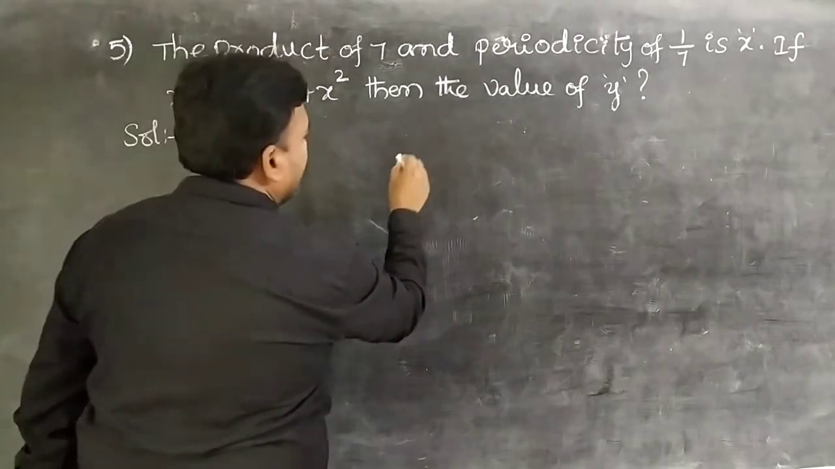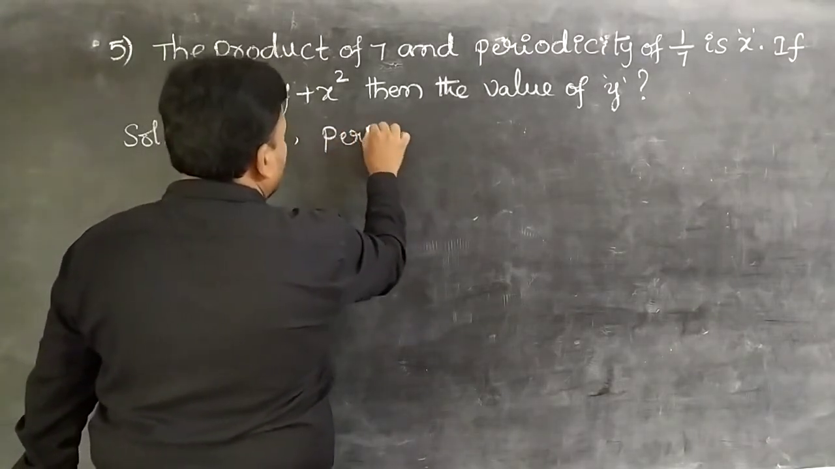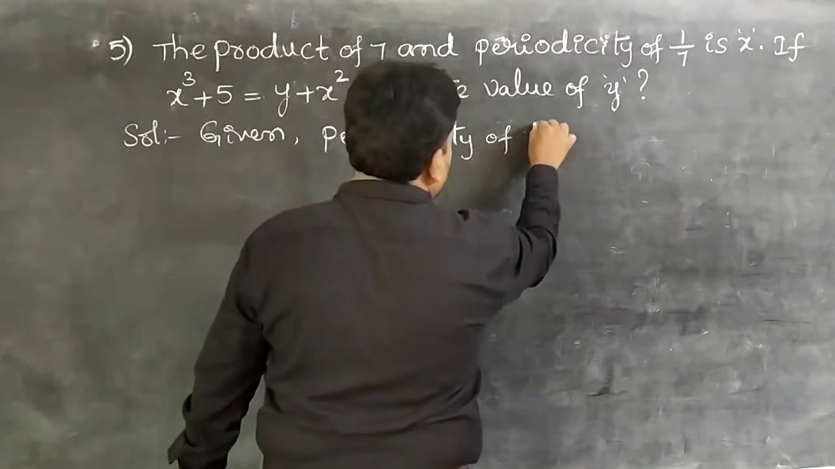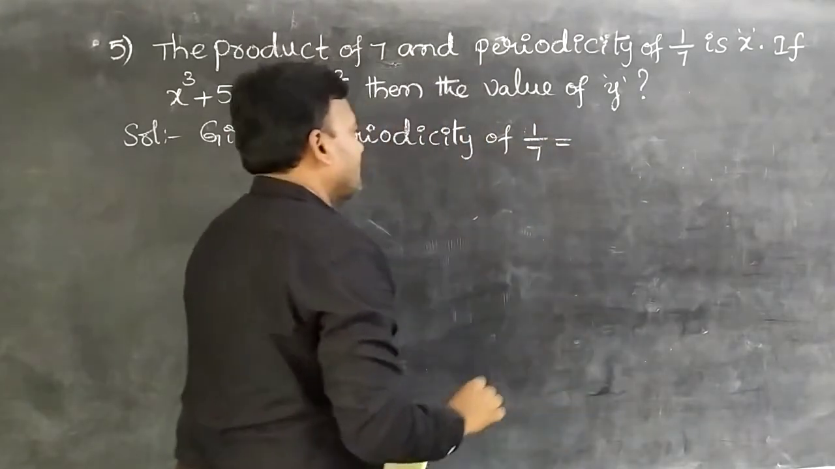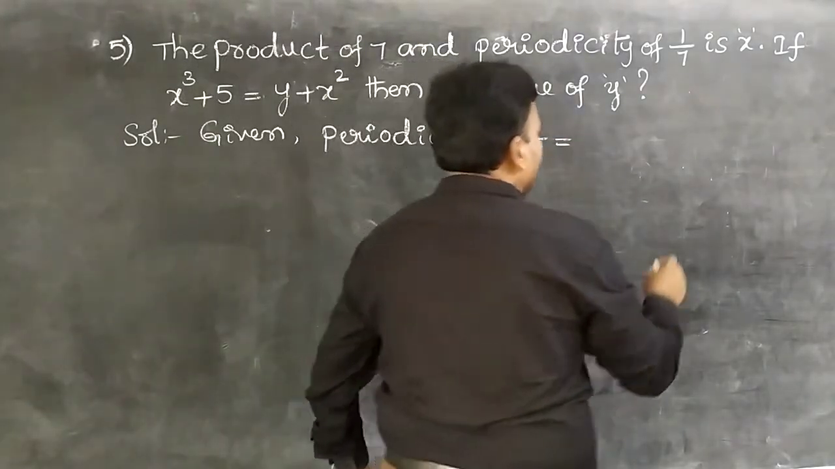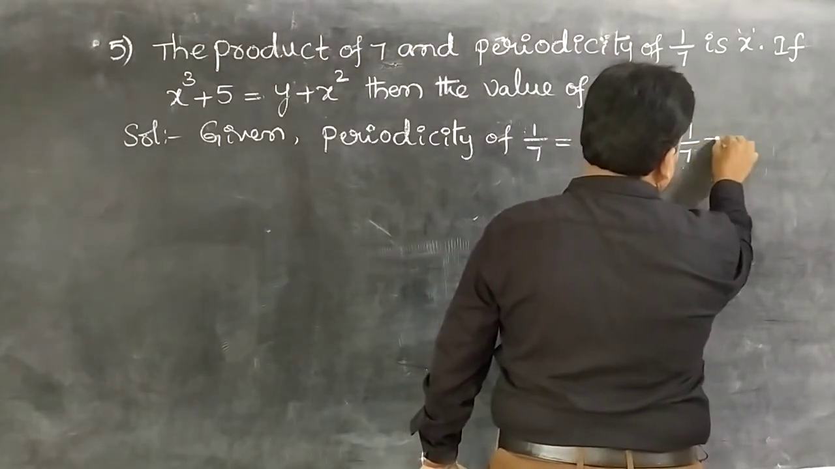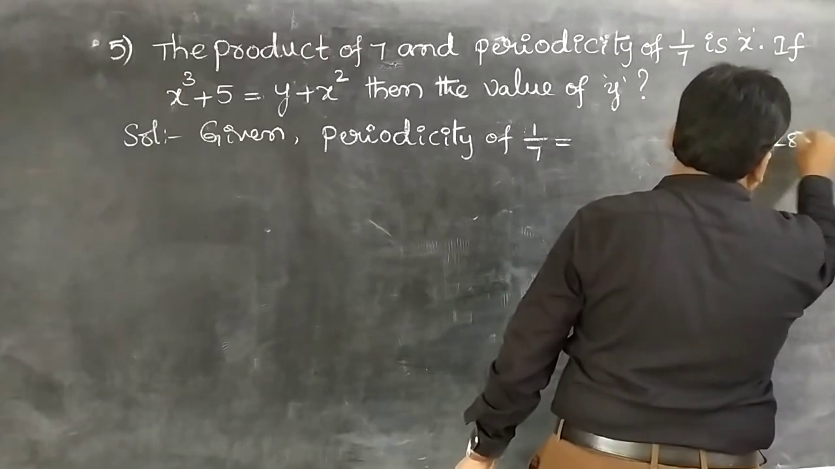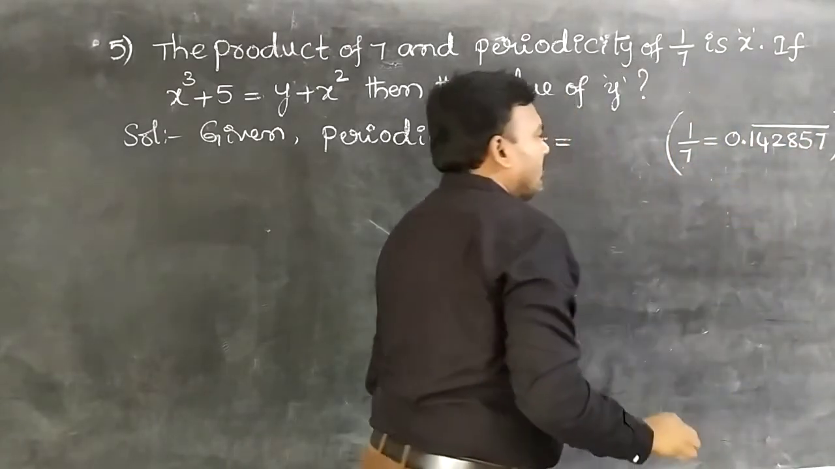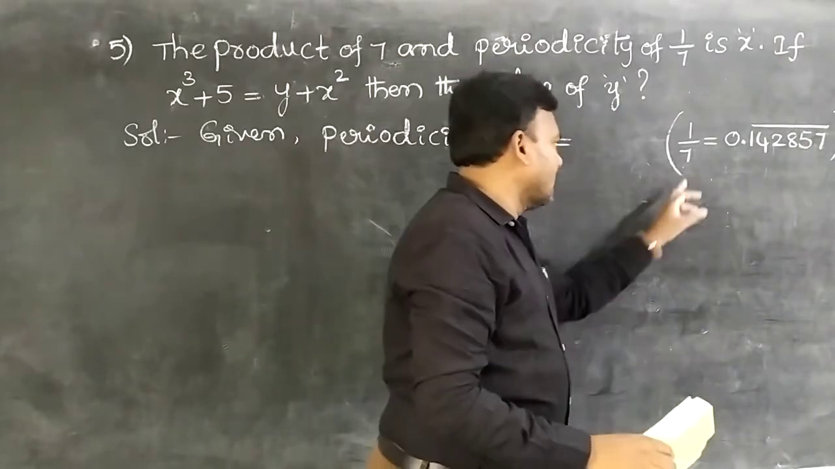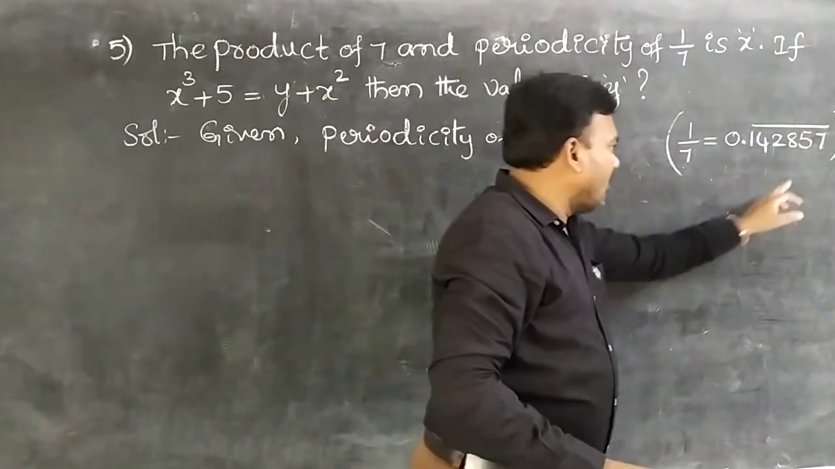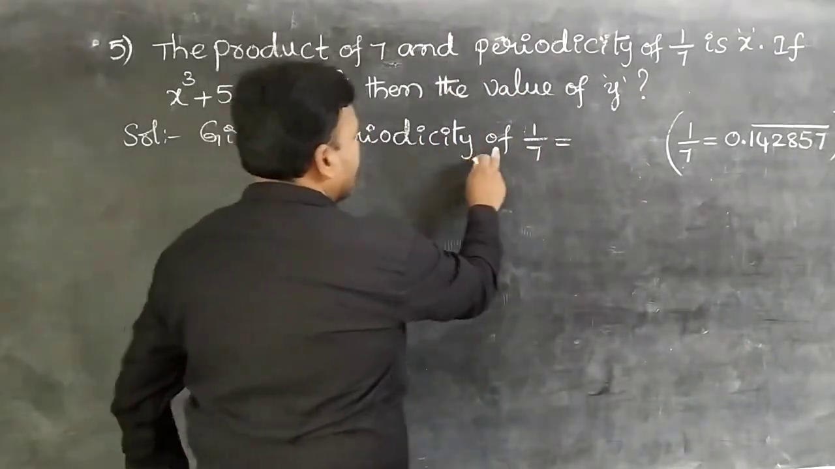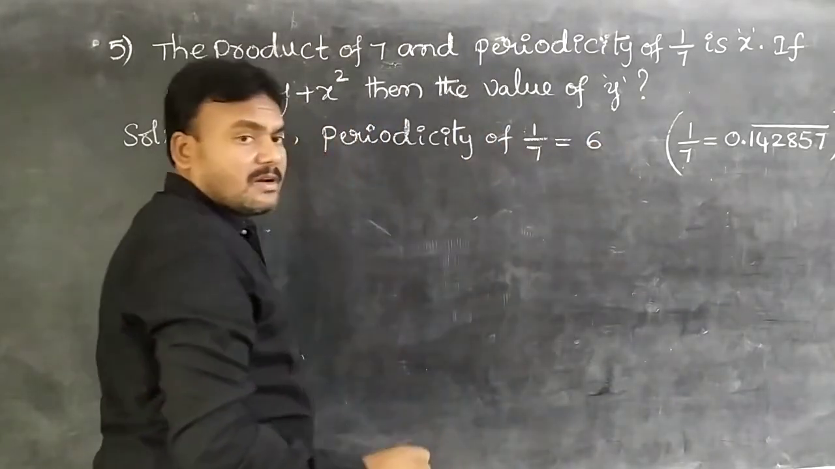Right. First we find the periodicity of 1 by 7. Periodicity of 1 by 7 equals how much? Observe carefully. If you do the division, students, 1 by 7 equals 0.142857 bar. This is the 1 by 7 value. If you do division 7 into 1, how many numbers are repeated here? 6 numbers. So periodicity equals 6. So periodicity of 1 by 7 equals 6, students. Isn't it? Next one.